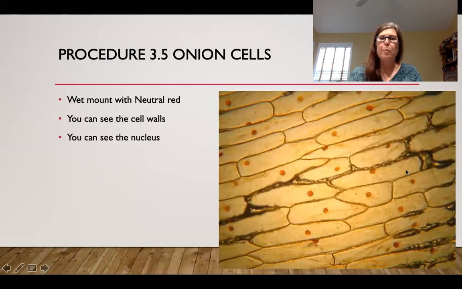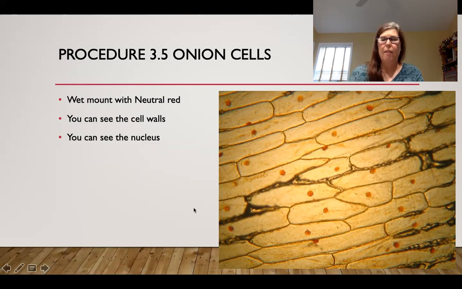And then we would have moved to procedure 3.5, and these are the onion cells. We would have made a wet mount with this. We would have used neutral red in order to stain some of the organelles inside. Again, onions are plants, so we see our cells are kind of box-like. We also see the nice cell walls, and then we see the nice nucleus in each of the cells. Now, if you look carefully, you can kind of see it here and here and here.